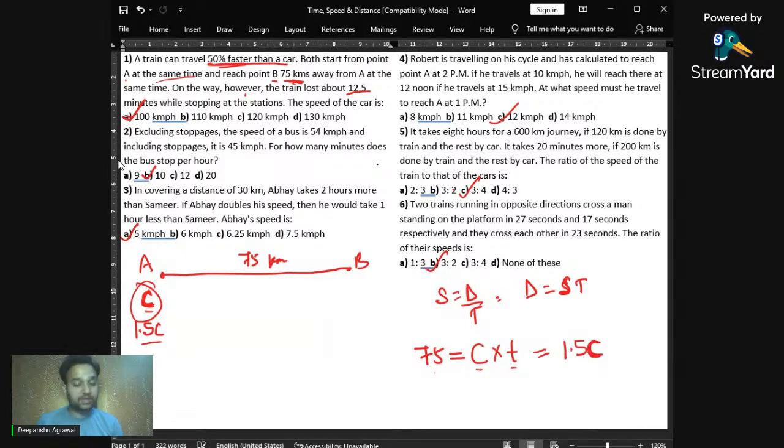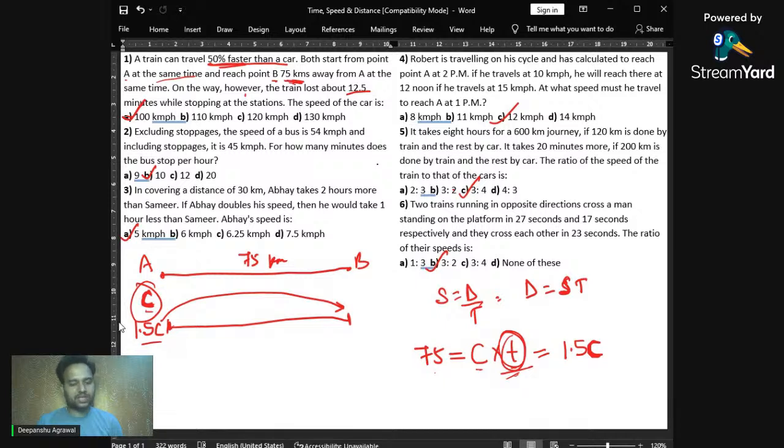The speed of the train is 1.5 times the speed of the car, but the train has lost 12.5 minutes. Out of this time, the car has taken t time to reach from A to B, and the train has lost 12.5 minutes from this t. So if the train had not lost those 12.5 minutes between A and B, it would have reached B 12.5 minutes earlier than the car.